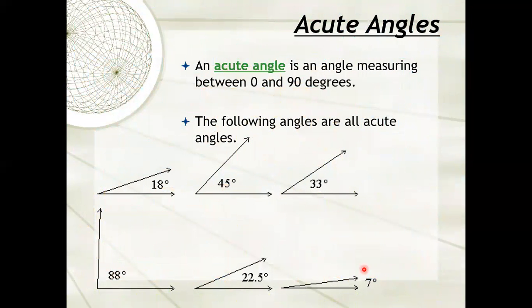Acute angle. You can see the acute angle on your screen, and an acute angle is an angle measuring between 0 and 90 degrees. The angle that is formed between 0 and 90 degrees is known as an acute angle. Here you can see different examples of acute angles: 18 degrees, 45 degrees, 33 degrees, 22.5 degrees, 7 degrees, 88 degrees. All of these are less than 90, and yes, more than 0 and less than 90, and that's why we know this angle as an acute angle.